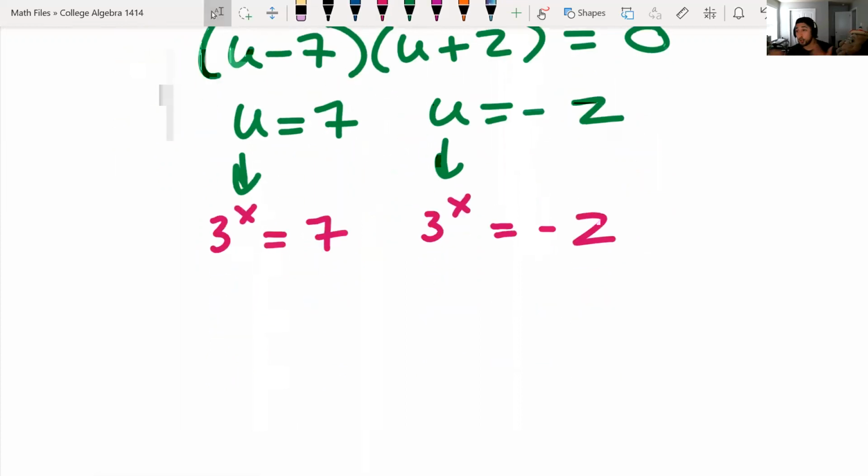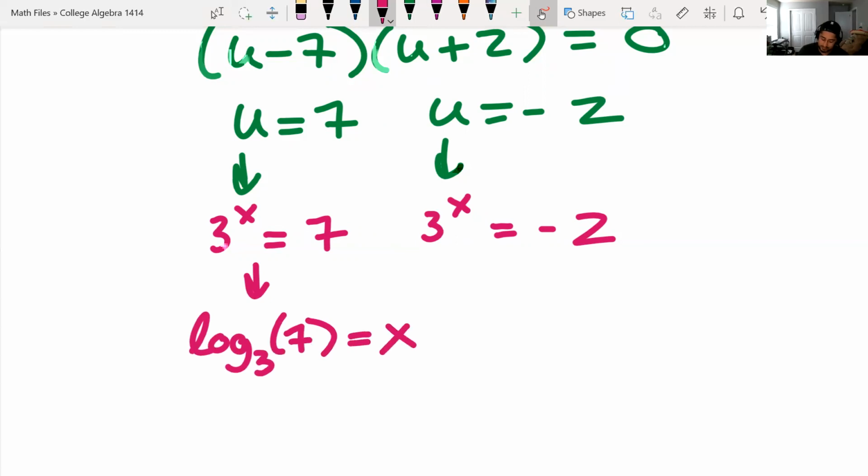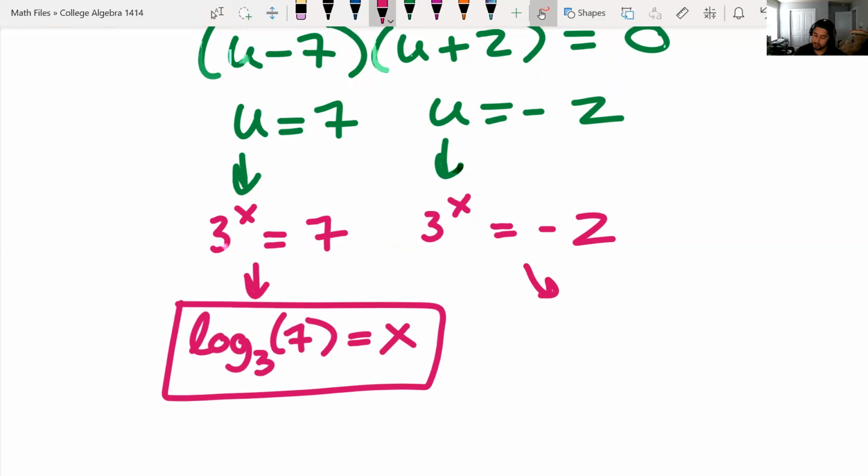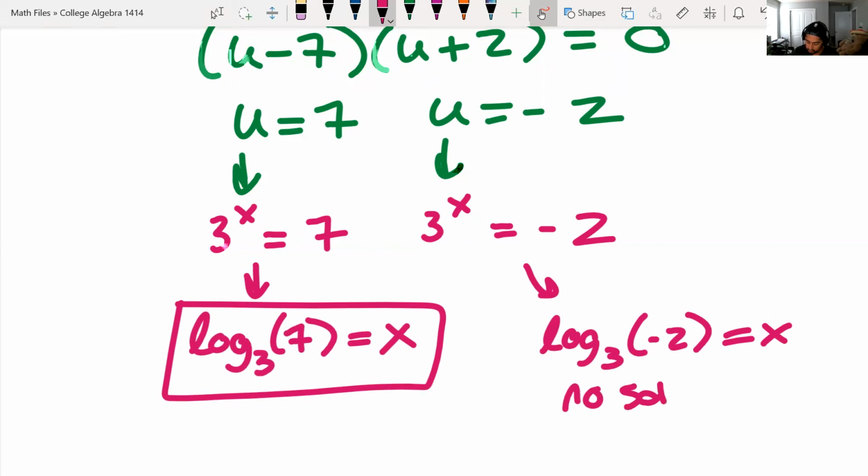And now in order to solve these, you must convert from exponential to logarithm. So we'll convert the first one, and that becomes log base 3 of 7 equals x. There's our first answer. The next one becomes log base 3 of negative 2 equal to x. And this one can't work because of the negative inside, so this one is no solution.